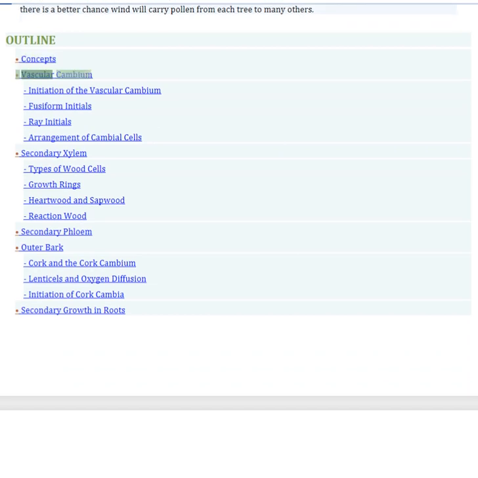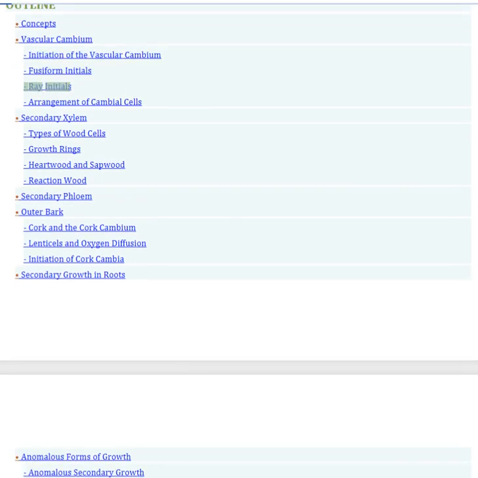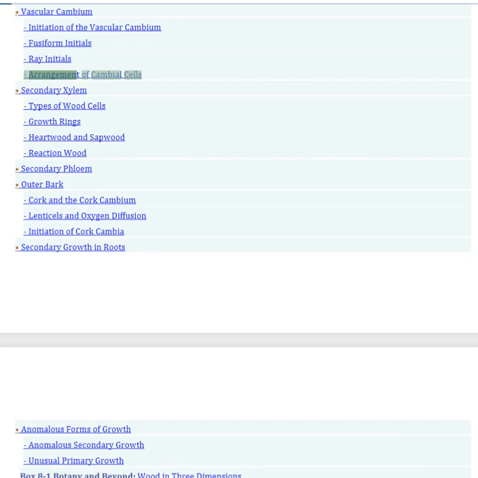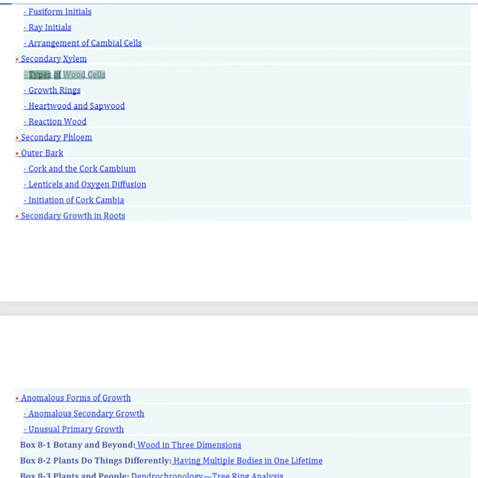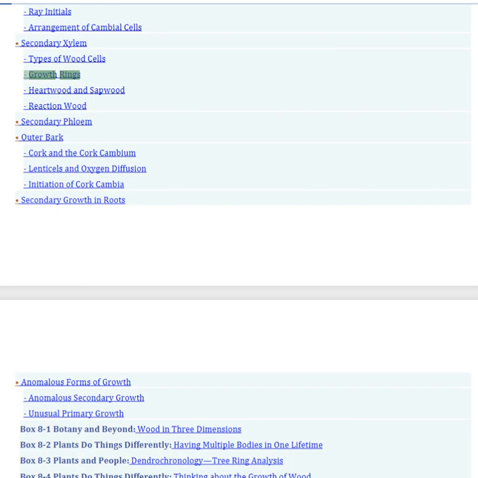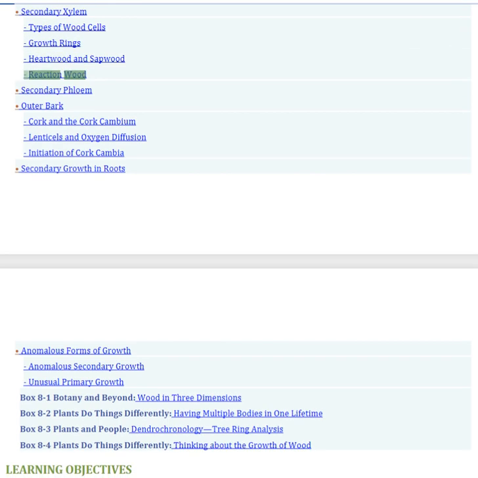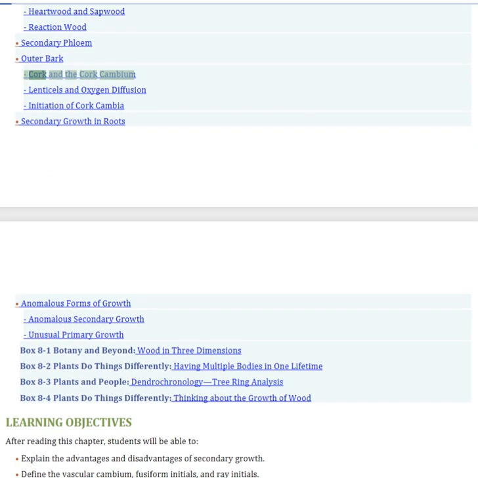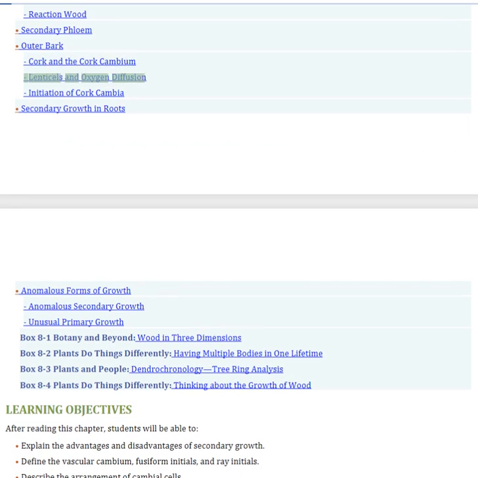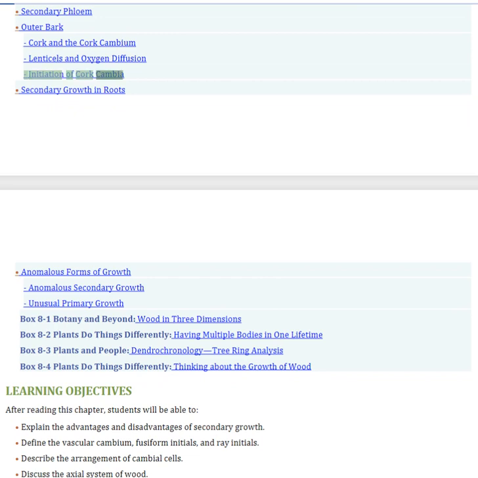Outline. Concepts. Vascular cambium. Initiation of the vascular cambium. Fusiform initials. Ray initials. Arrangement of cambial cells. Secondary xylem. Softwood cells. Growth rings. Heartwood and sapwood. Reaction wood. Secondary phloem. Outer bark. Cork and the cork cambium. Lenticels and oxygen diffusion. Initiation of cork cambia.